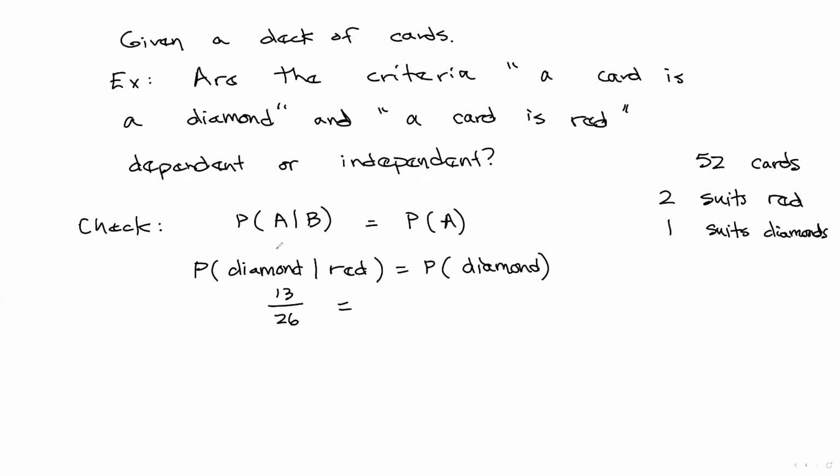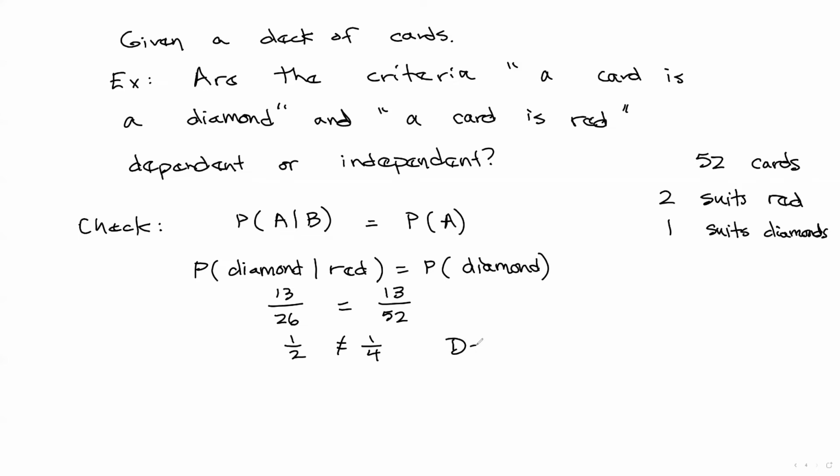And so that's the probability that we've got a diamond, given that we've got a red card, versus the probability that we've got a diamond. So what's the probability that we've got a diamond? Well, there's 13 total diamonds out of 52 cards. All right, and so this reduces to 1/2, this reduces to 1/4, and so we got a different answer. These were not equal. If these were not equal, what does that tell you?